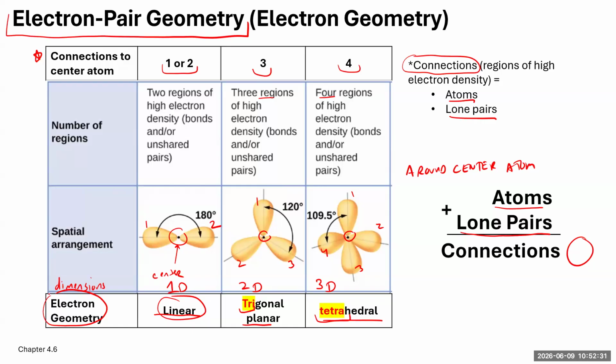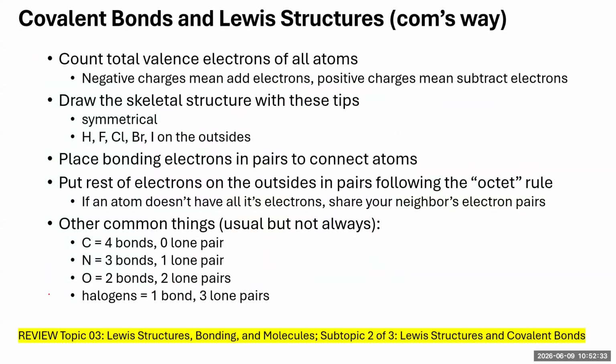All right, so let's do this. But for this, we're going to have to know how to do Lewis structures. And we're not going to cover that in this lecture, right? We can go back and look at topic 3, the Lewis structure, bonding, and molecules. You want to look at subtopic 2, Lewis structures and covalent bonds. And that will allow you to do these Lewis structures pretty quickly, right? So go ahead and practice that if you need, and then come back to here.